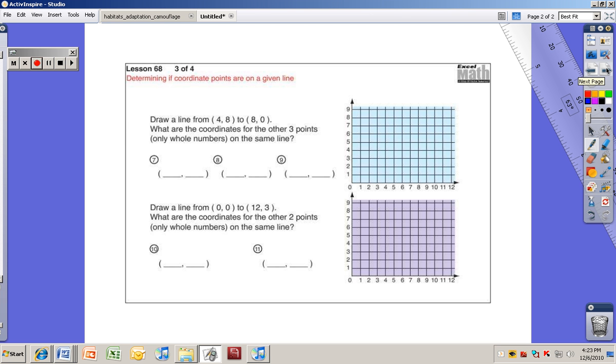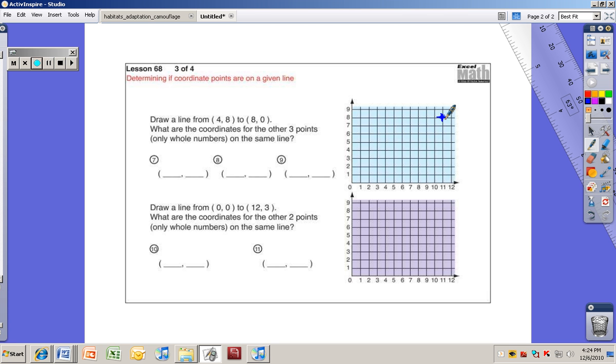Alright, now what we're going to do is something similar to that. We're going to actually draw the line and figure out what points are on the line where it crosses. You're going to figure out where the line crosses spots where there's an exact intersection like that between 2 of the graph lines. So the first one says draw a line from 4, 8 to 8, 0. What are the coordinates for the other 3 points? Only whole numbers on the same line.